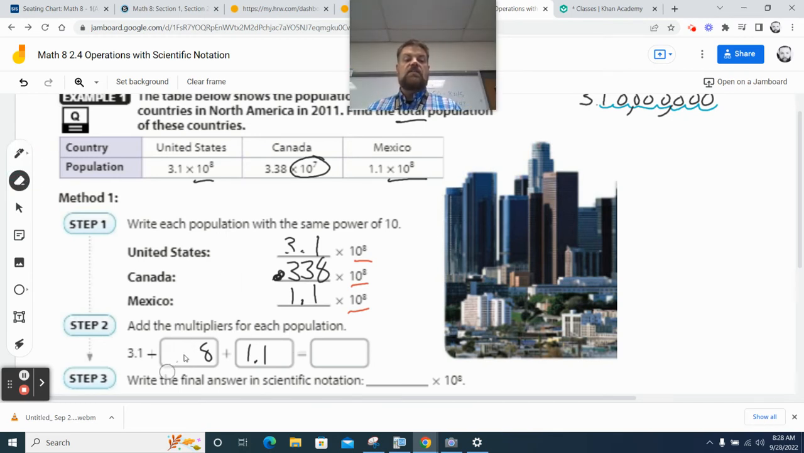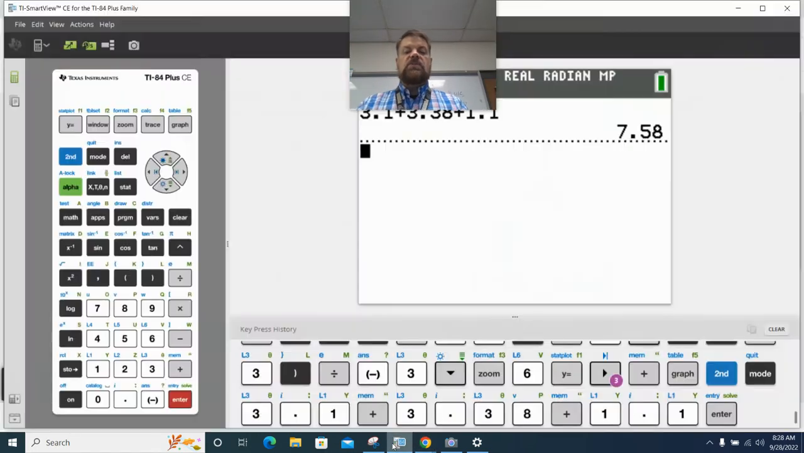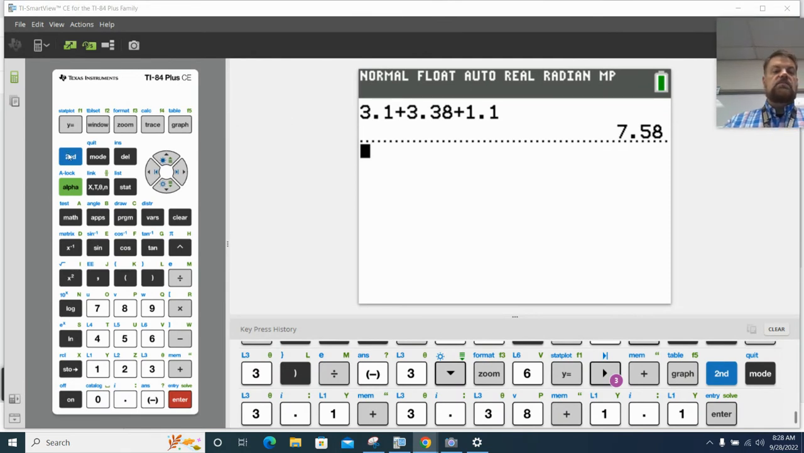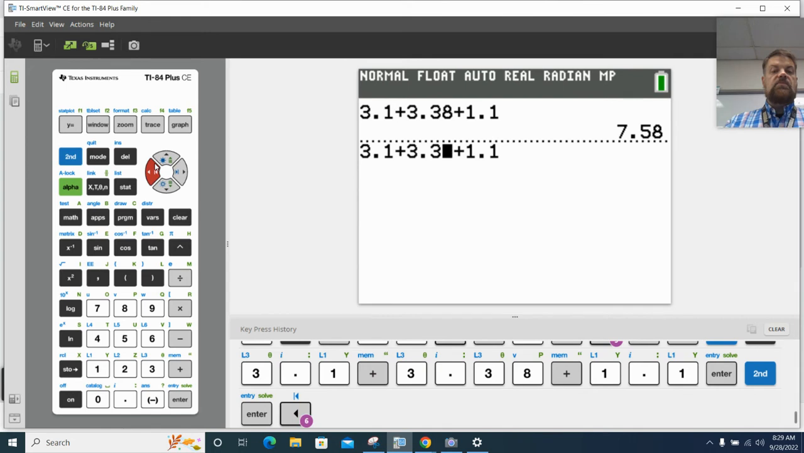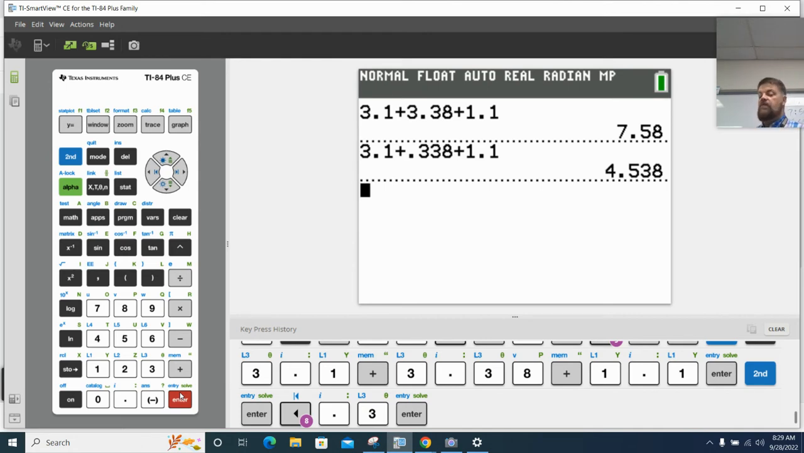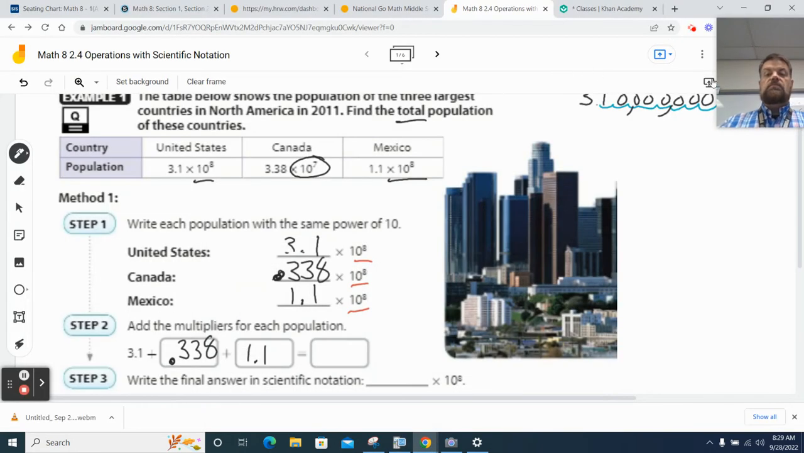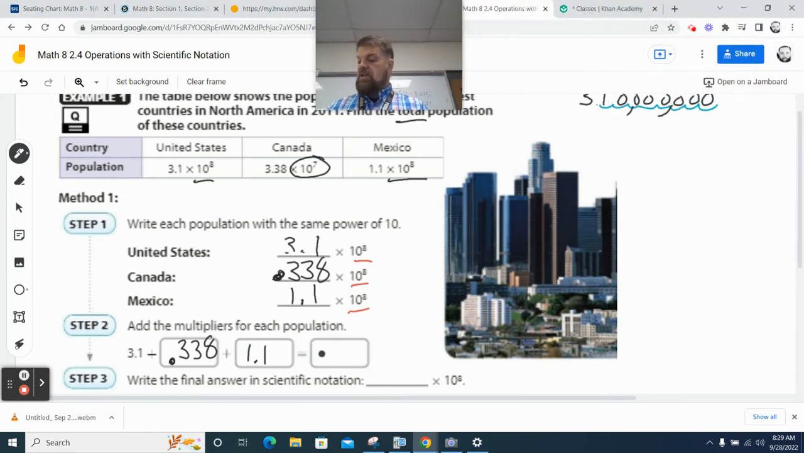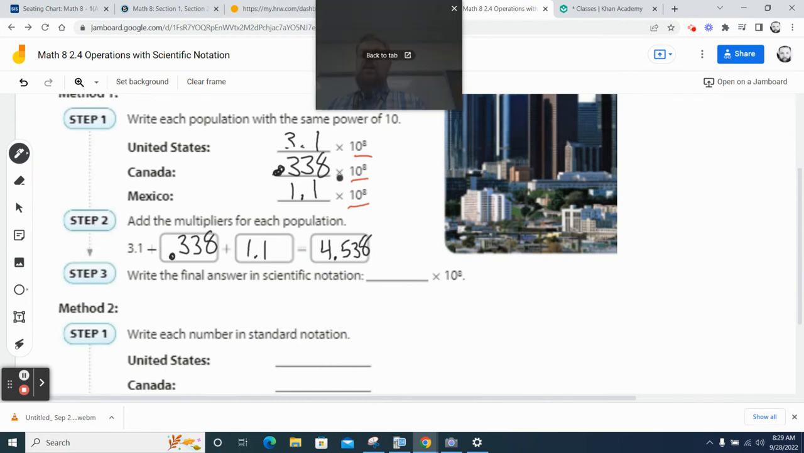So this one down here, I did what the kids do. Down here, what I would do is I would say 0.338. So now let's add those numbers up in the calculator. I'm just going to change this and say 0.338, right? Now I get the right answer, 4.538. Because they're all written to the power of 10, then I just put in the 4.538.